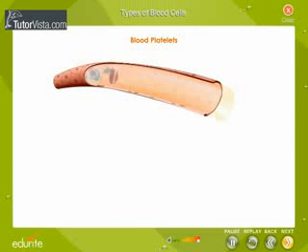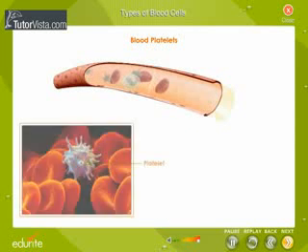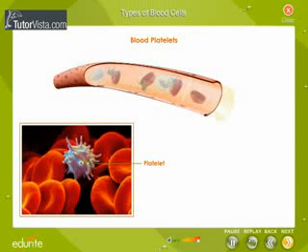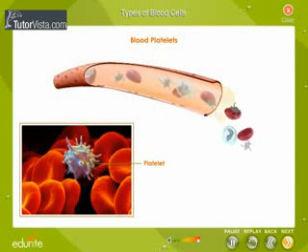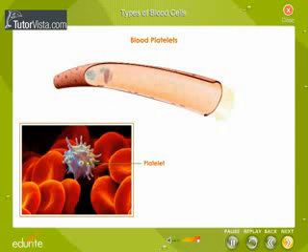The third type of cells present in our body is called platelets. Platelets are irregularly shaped, colorless bodies. Platelets are without nucleus and disc-shaped. Their sticky surface lets them, along with other substances, form clots to stop bleeding.